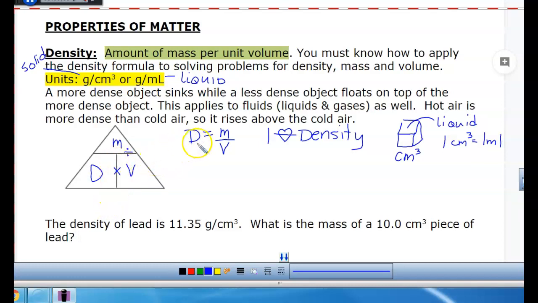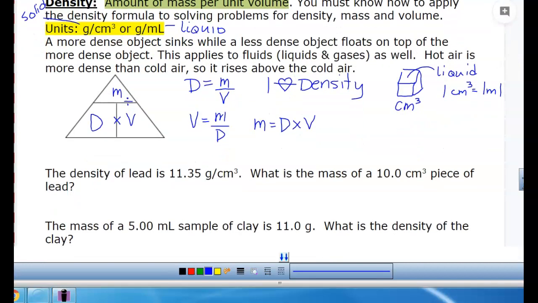So our first equation, if you put your finger over the D for density, you end up with density equals mass over volume. Well, what about if we want to solve for volume? Put your finger over the V in the triangle and you end up with mass over density. And finally, if I want to solve for mass, put your finger over the mass portion. You're going to end up with density times volume. Okay, so those are going to be our three ways of solving based on our use of the density triangle.